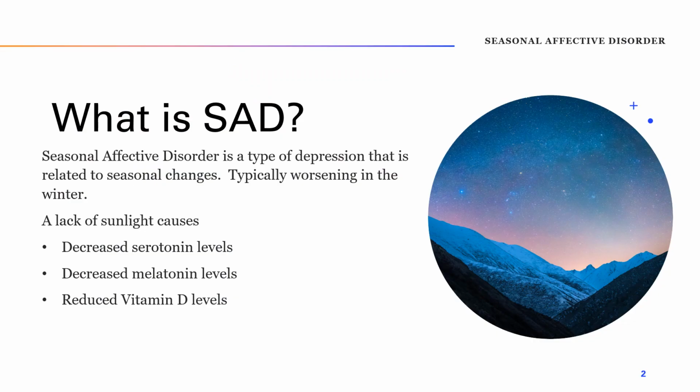This is something that comes up amongst my family members, co-workers, and definitely our clients. So what is seasonal affective disorder? Also known as SAD. Seasonal affective disorder is a type of depression that is related to seasonal changes. They typically worsen in the winter when you have decreased sunlight hours. This lack of sunlight causes decreased serotonin levels, decreased melatonin levels, and reduced vitamin D levels, just to name a few.